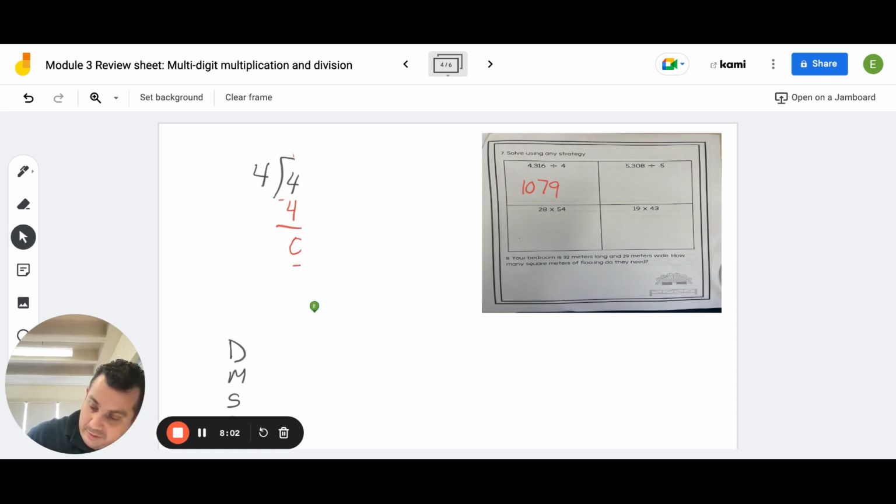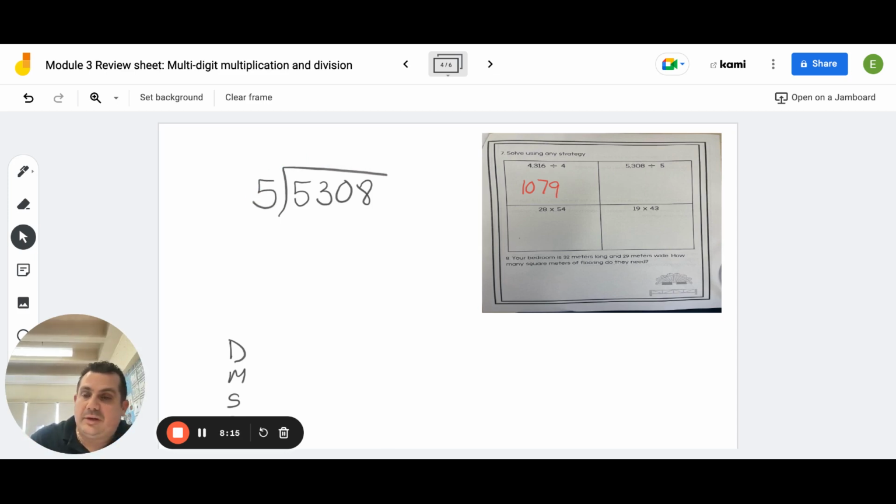Next one, 5,308 divided by 5. All right? Can you tell if this is going to go into it evenly or with a remainder?